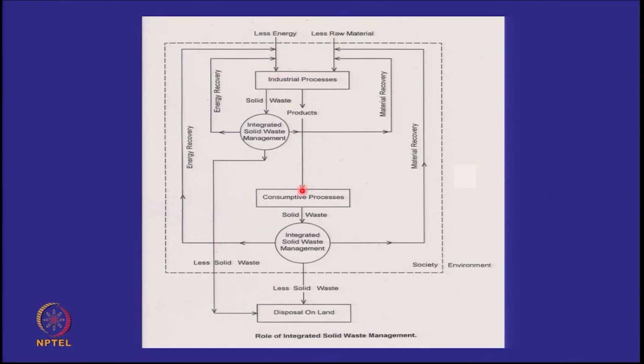Then I have the products, then I have the consumptive processes. Now here is where the municipal solid waste comes out, and here also we can apply the same principles. If I have municipal solid waste, what can I store separately, what can I recycle for the materials, and what can I recycle for energy recovery, such that less energy and less materials are used. So we get less solid waste to dispose on land, the size of the landfill becomes less, and we have less energy to be taken from the environment.